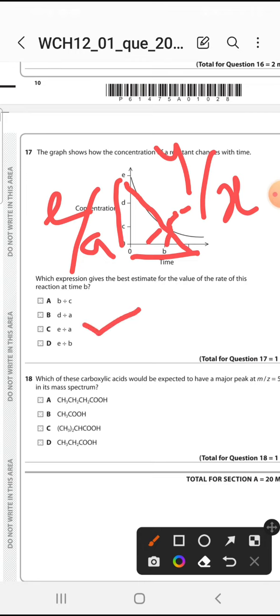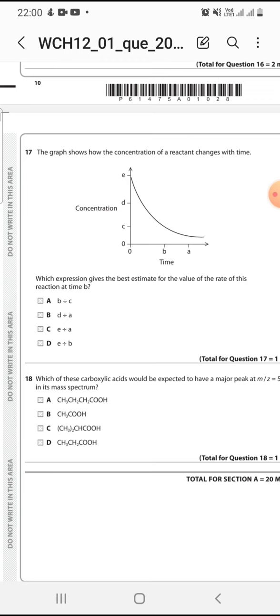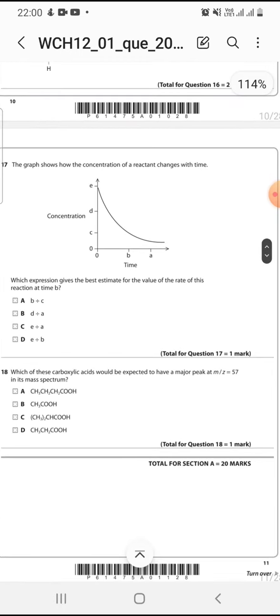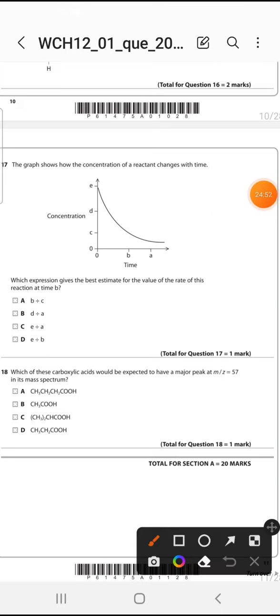Right. Question number 18. We'll see the magic question, the last question. Which of these carboxylic acids would be expected to have a major peak at m over z is 57 in the mass spectrum? Okay, buddies. First of all, find the Mr of all of them. That's the thing.